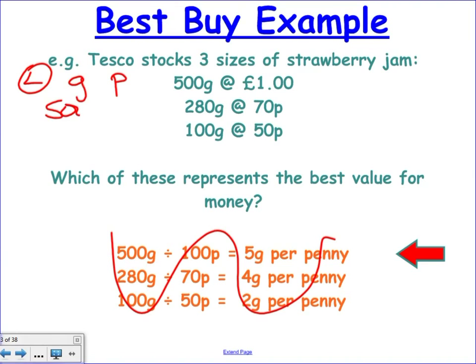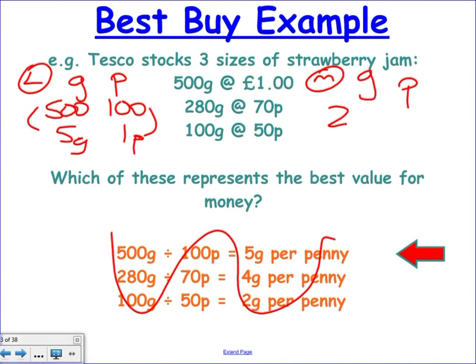So I've got 500 grams of jam for 100 pence. So how much does 1 penny buy me? What have I done? Divided by 100. So if I divide by 100 on that side, I have to do the same on the other side. So how much am I left with? What's 500 divided by 100? 5 grams. So my large jar of jam, for every penny I spend, I get 5 grams of jam. It's not bad. Let's look at our medium jar.